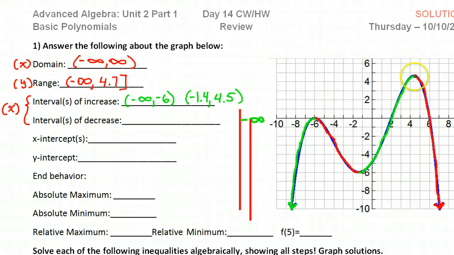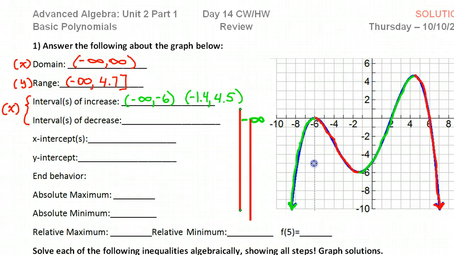The red zones are the intervals of decrease. And so we have one that goes from here to here.